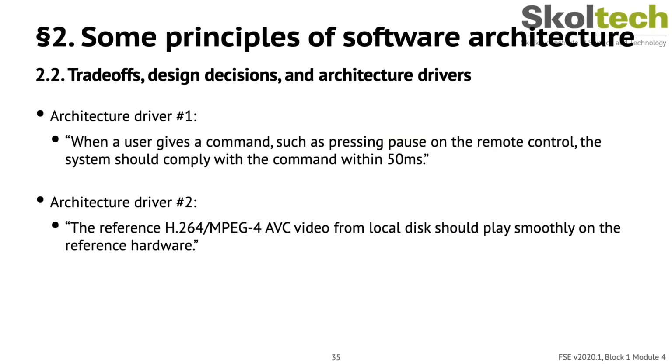For our media player, we can deal with our two highest priority quality attributes that are technically challenging to achieve. So, for example, architecture driver number 1 might be when a user gives a command, such as pressing pause on the remote control, the system should comply with the command within 50 milliseconds. And the second one might be that our reference H264 AVC video from local disk should play smoothly on the reference hardware. So these are the two crucial quality attributes that we would like to achieve.